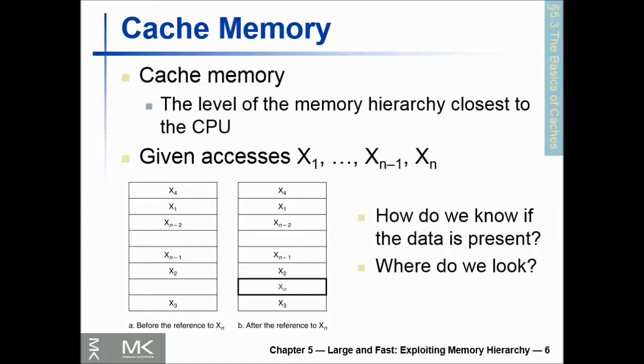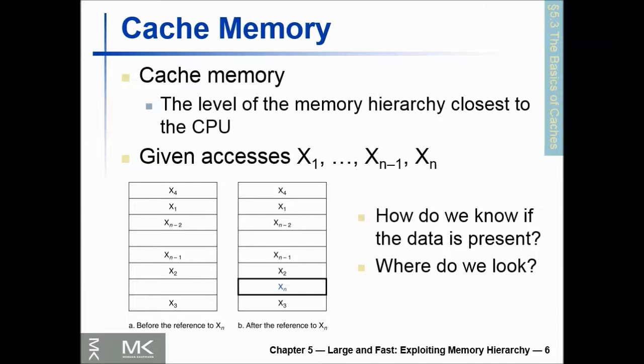In looking at the scenario, there are two questions to be answered. Number one, how do we know if a data item is in the cache? And the second question is, if it is there, how do we find it? The answers are related. If each word can go in exactly one place in the cache, then it is straightforward to find the word if it is in the cache. The simplest way to assign a location in the cache for each word in memory is to assign the cache location based on the address of the word in memory.